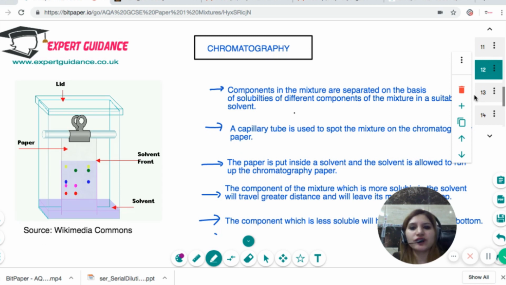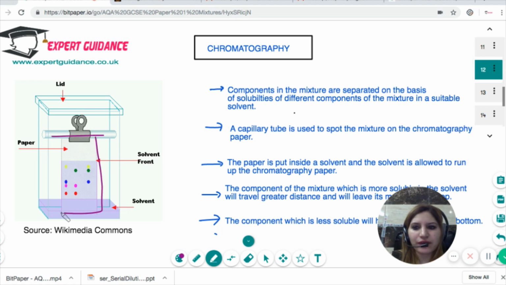Next is chromatography. Chromatography is a technique in which you separate the components in a mixture on the basis of their solubility. I think you must have done this experiment in school. You take a chromatography paper. On this, you mark a line with a pencil and you dab the solution or mixture that you need to separate. And then the solvent is allowed to run up.